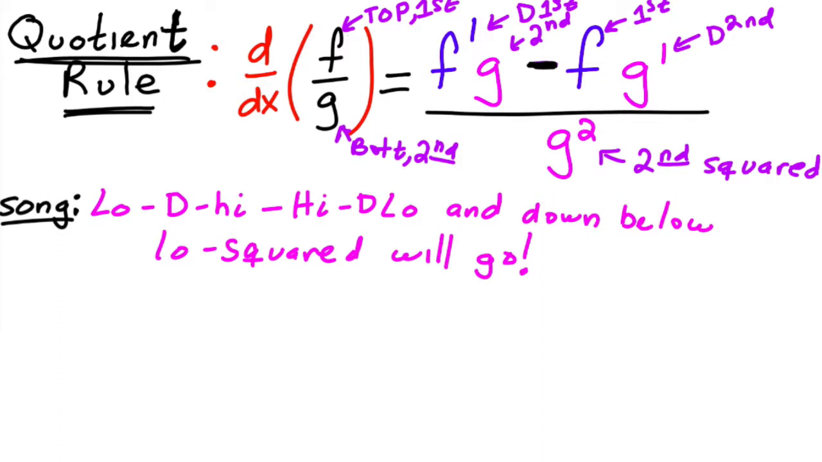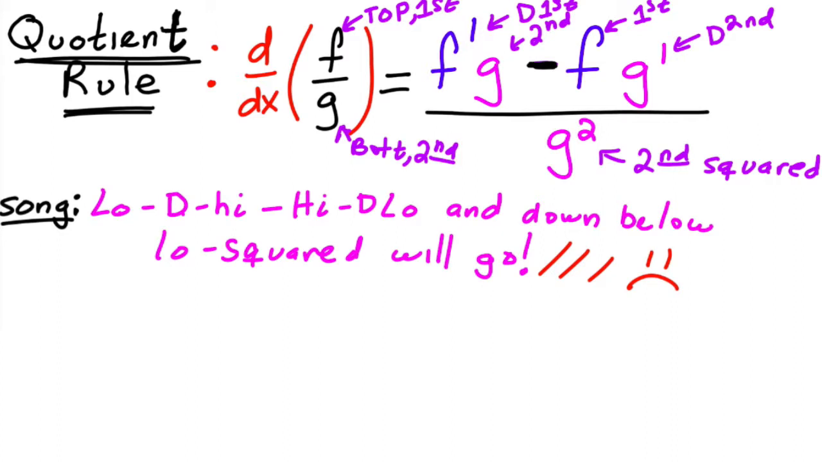So what this means is, here the bottom is the low and the top is the high. So the low times the derivative of the top, minus the high times the derivative of the low, and down below, low squared will go. Most of my students don't really need this. If you just remember the derivative of the top goes first, after you do a few, you don't really need it. But it's up to you.